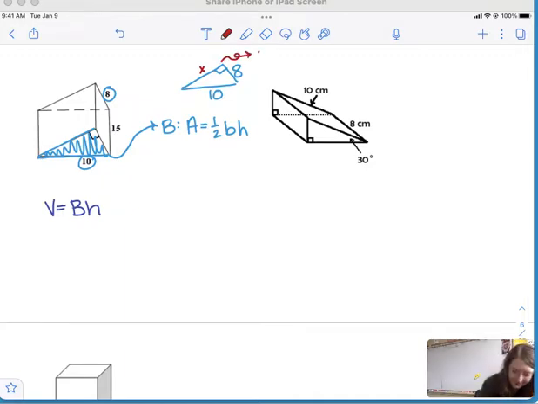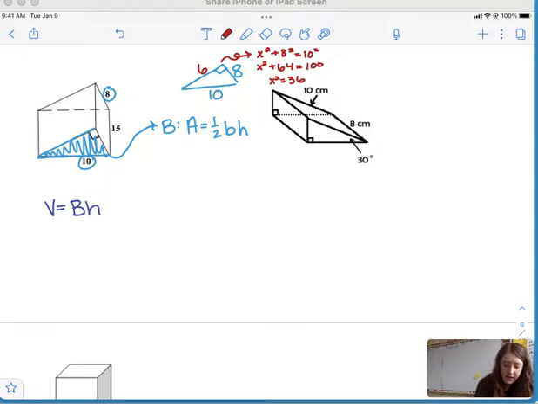Pythagorean Theorem. X squared plus 8 squared equals 10 squared. We know 8 squared is 64 and 10 squared is 100. When we take 100 minus 64, we're going to get 36. So when we take the square root of 36, we will get 6 for this side that's left over.